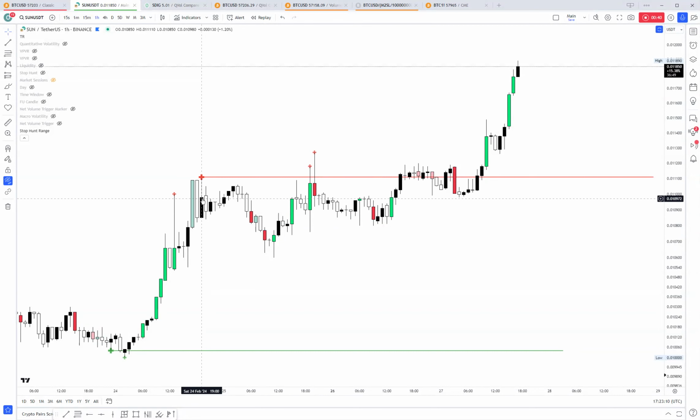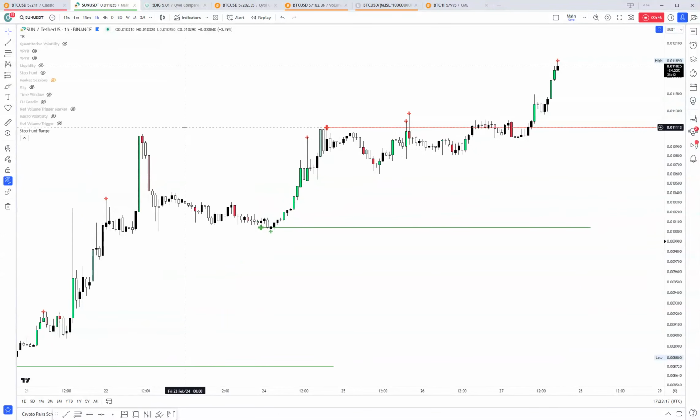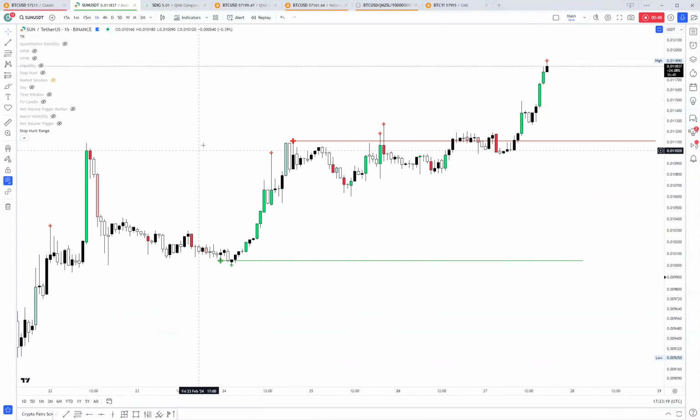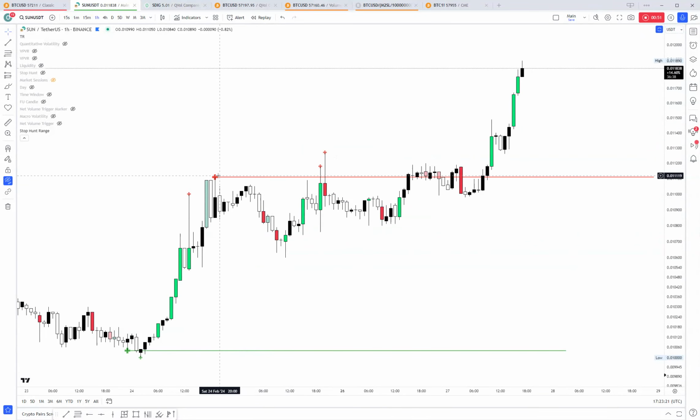The high is higher than the preceding 30 highs, so it's a range high. But not only that, it's a stop hunt, meaning that whilst the high was higher than the range high, the close of the candle was below the open of the previous candle.